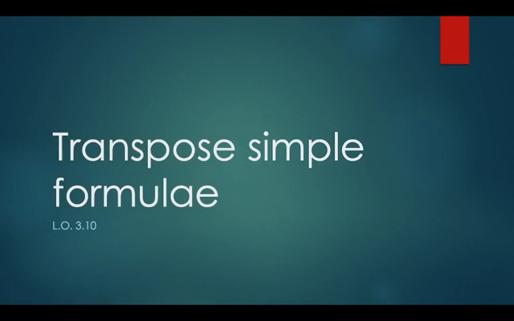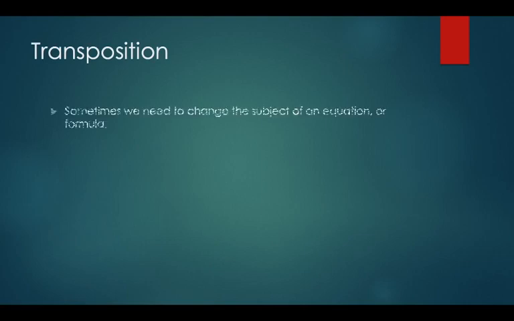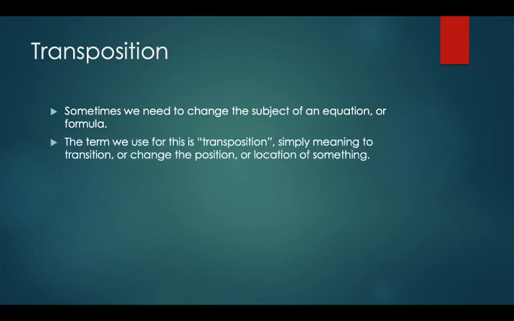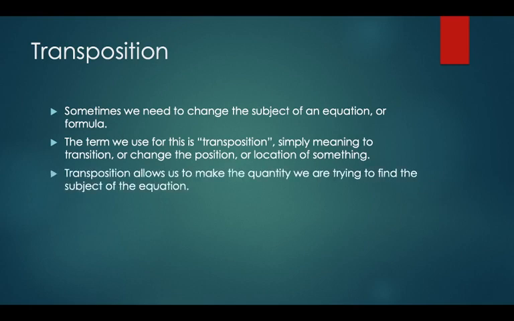So we're going to look at how to transpose simple formulas. Transposition. Sometimes we need to change the subject of an equation or a formula. So the term we use for this is transposition, simply meaning to transition or change the position or location of something. In our case, it's going to be the subject of the equation. Transposition allows us to make the quantity that we're trying to find the subject of the equation.